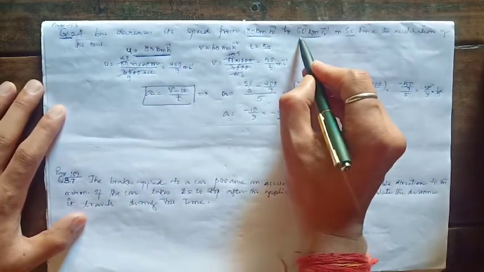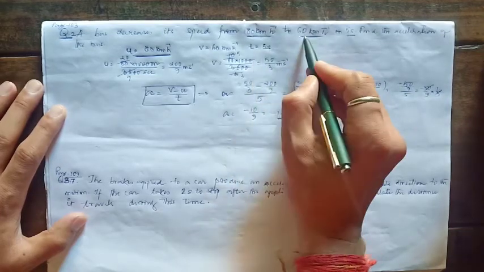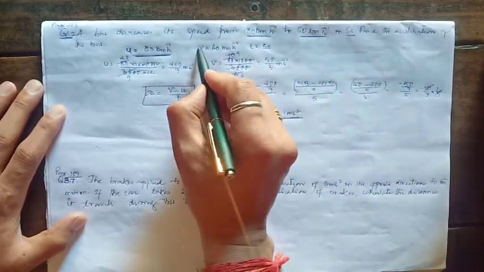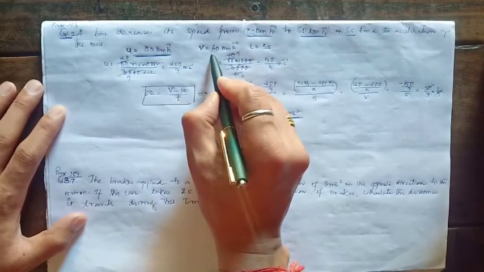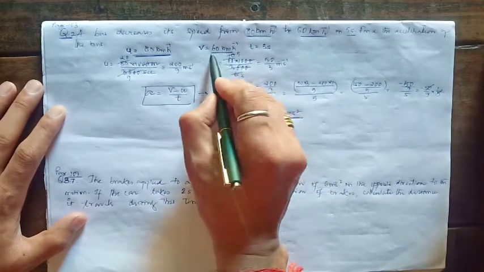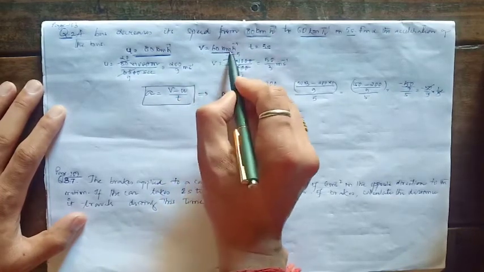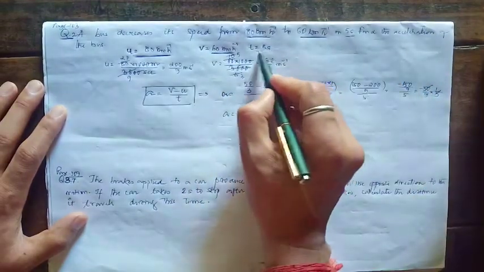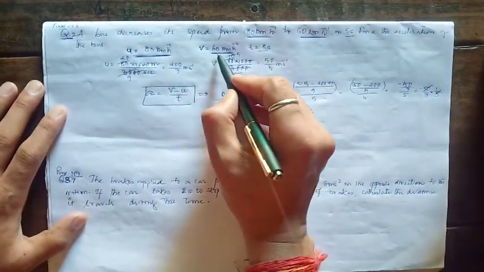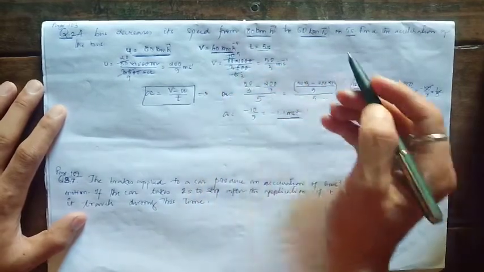And the bus decreases the speed from 80 km per hour to 60 km per hour. So the final velocity is 60 km per hour. The final speed is 60 km per hour at the end of 5 seconds. At the end of 5 seconds, the bus speed has decreased to 60 km per hour.